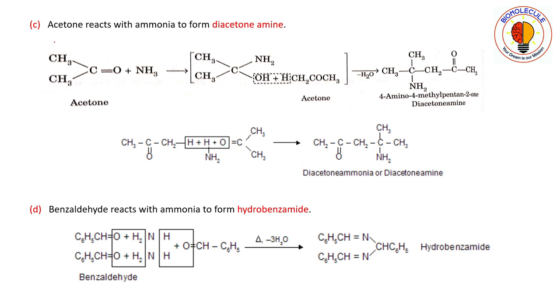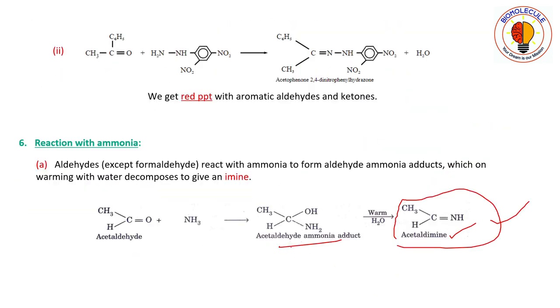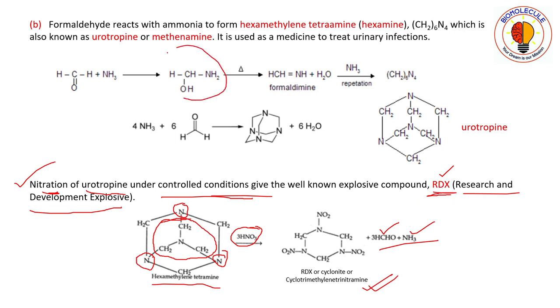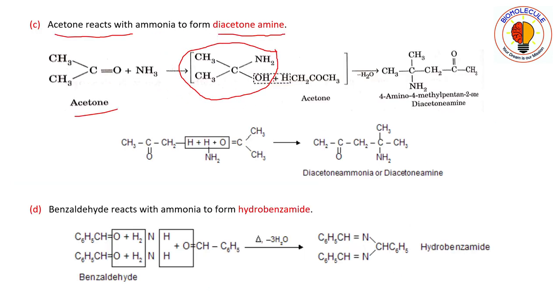So we talked about formaldehyde and other aldehydes except formaldehyde. What about ketones? Okay, so acetone reacts with ammonia to form diacetone amine. So first acetone reacts with ammonia. You are getting this same adduct as you were getting in acetaldehyde and formaldehyde. But this adduct further reacts with another molecule of acetone, and what happens here? This water molecule goes out, and what you are getting is diacetone amine.